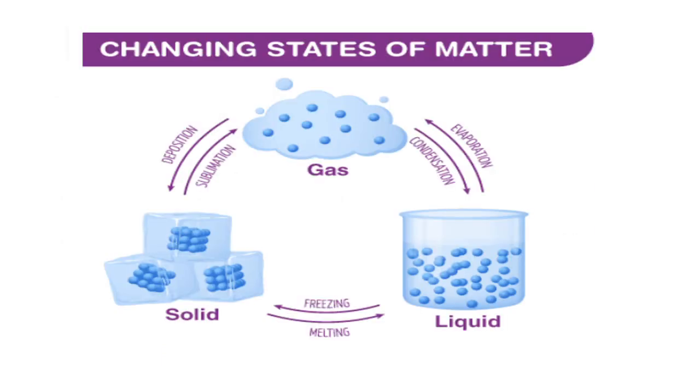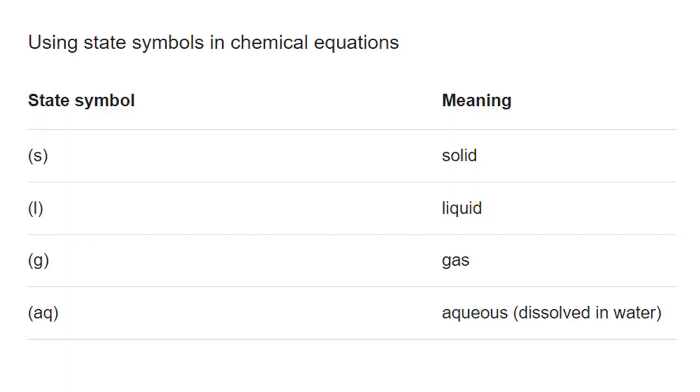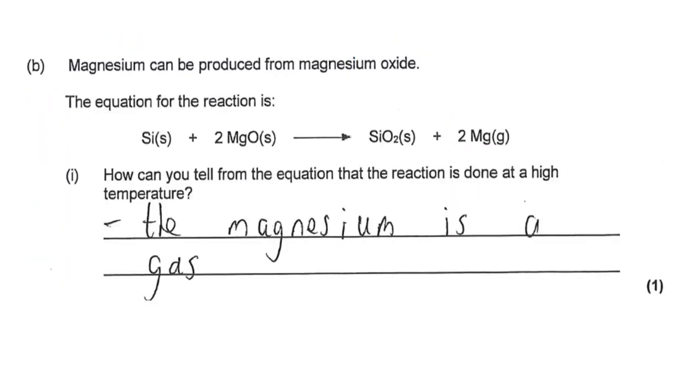Changing states, this is also in physics, okay? Solid changing to a liquid, changing to a gas. You know all of this, okay? You know your state symbols. How can you tell that this reaction is done at a high temperature? Well, because the magnesium is a gas, okay? Magnesium should be at a very high temperature for it to be a gas.